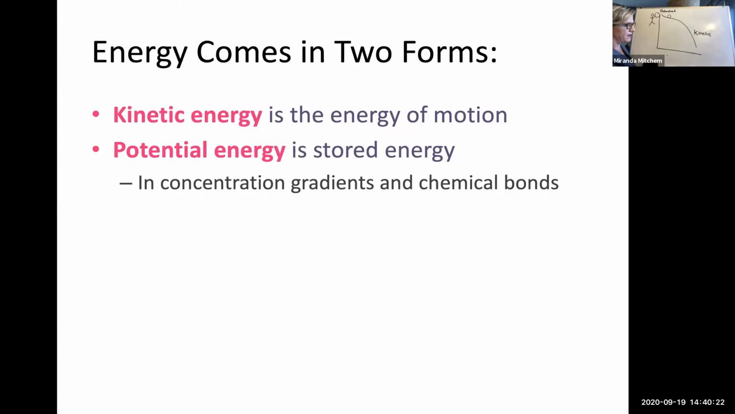So within our bodies, our potential energy is stored in the chemical bonds and concentration gradients that are generated through various chemical reactions and movement.